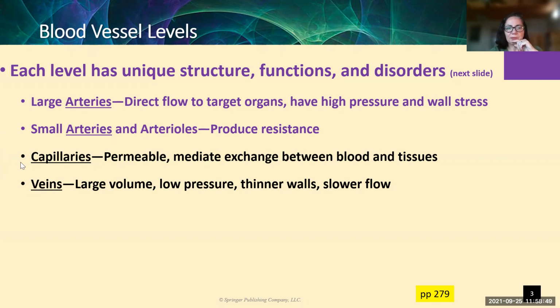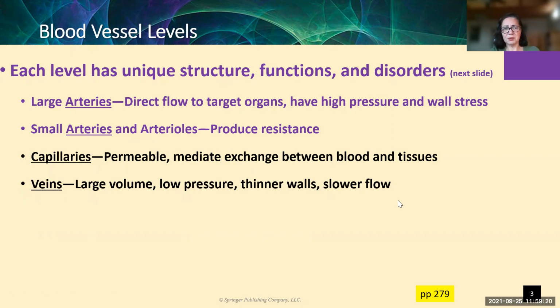Then we'll get to capillaries. These are the smallest of all the blood vessels. These are the permeable ones. This is where stuff can pass from the bloodstream to the tissues and vice versa, from the tissues into the bloodstream. And then we recollect the blood into these larger vessels known as veins. They're the largest volume vessels, lower pressure. The walls are not as thick as they are in the arteries, and the flow is a lot slower.